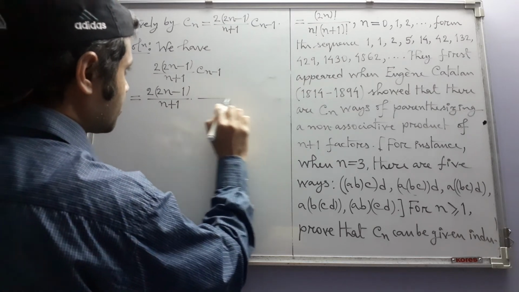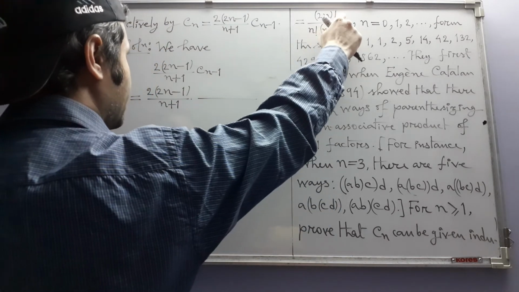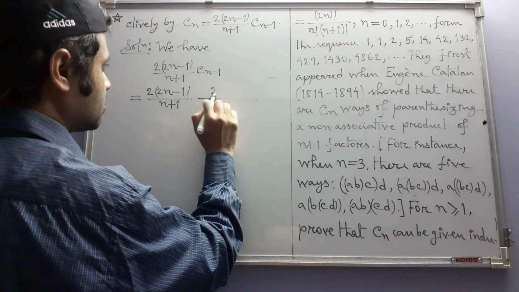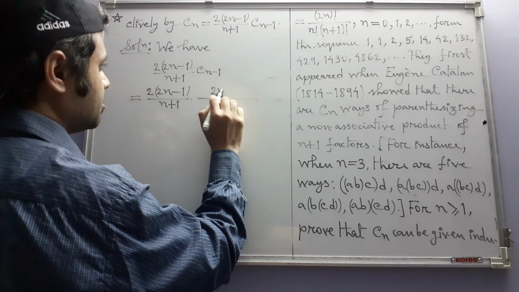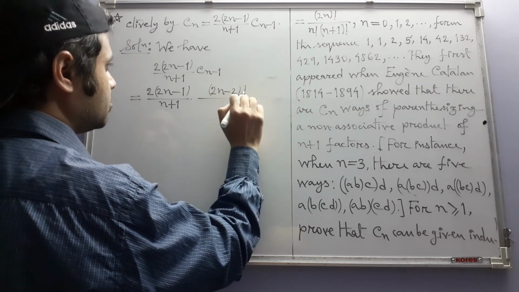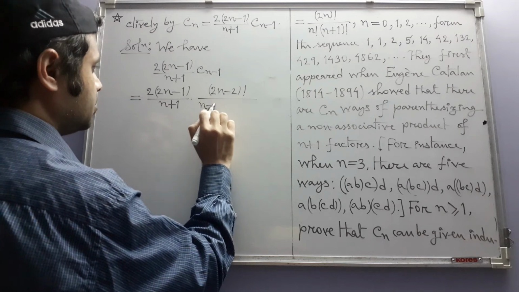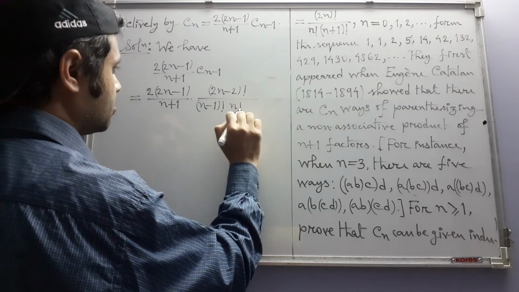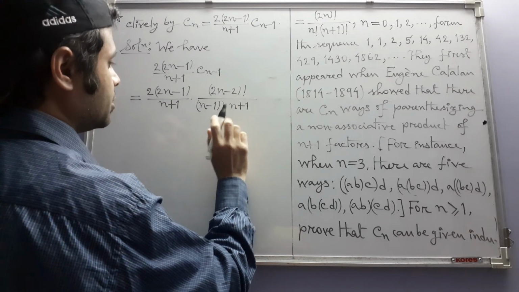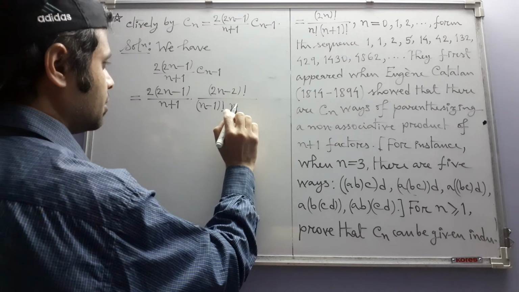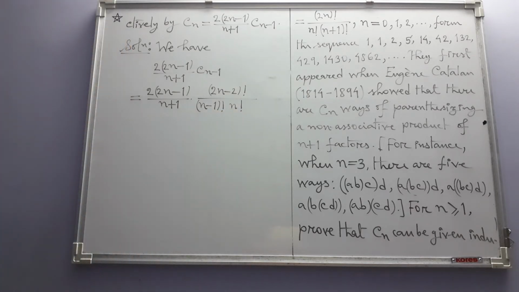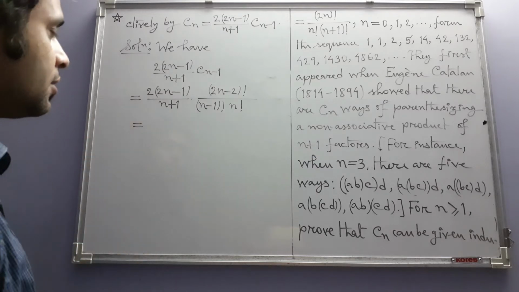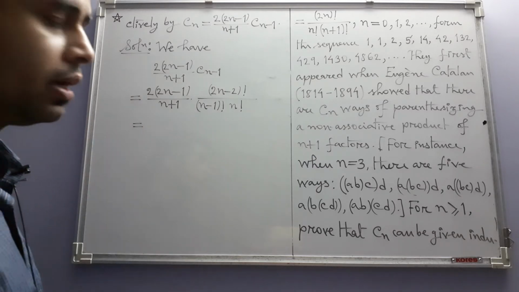Okay. Now we can directly use this expression. 2 times n minus 1, that means 2n minus 2 factorial divided by n minus 1 factorial, divided by, so this will be n factorial. Okay. Now we have to think of Cn plus 1.